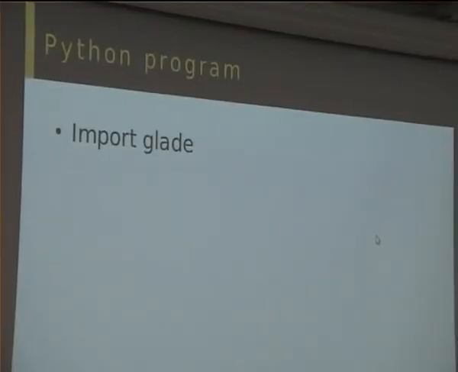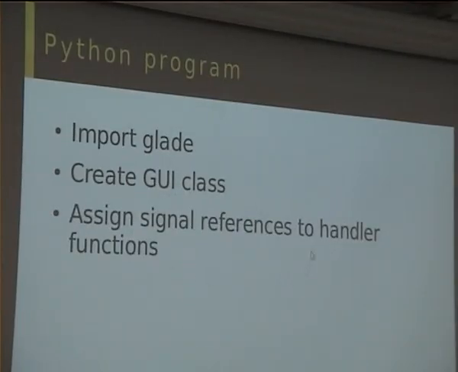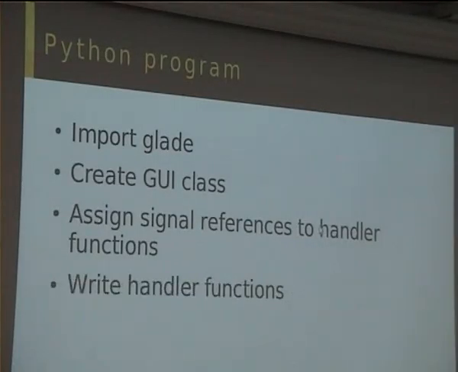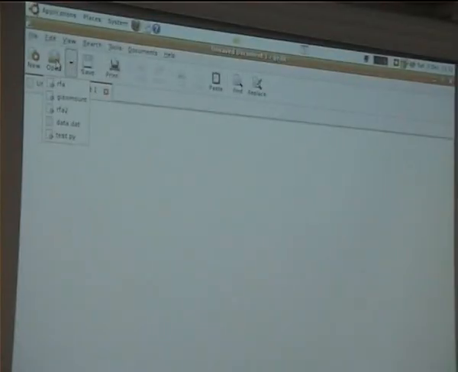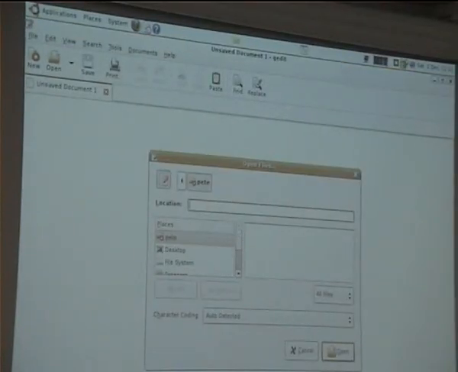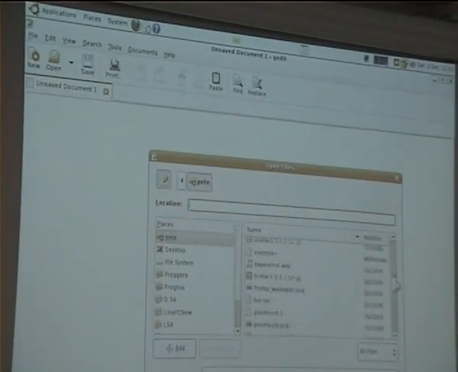So what do we need to do in our Python program? Well, for a start we need to import the Glade and GTK libraries. And then I'm going to create a class which I'm going to call GUI. And then I need to assign these signal references to their respective handler functions. So once these signals have been generated, what should be done in that case? And finally, of course, we need to write our handler functions. So I'm just going to load up the file, and then we can have a quick run through of what actually is happening at each stage.